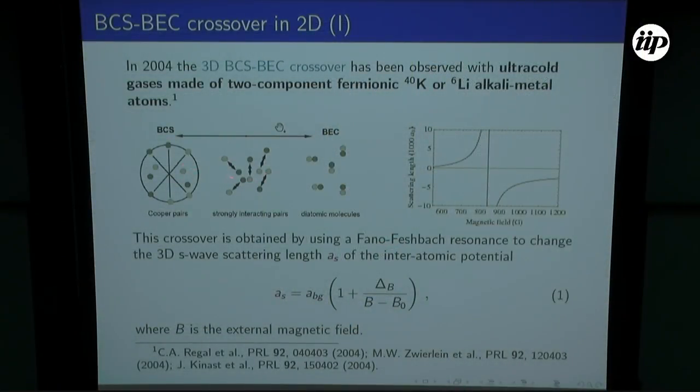This is the BCS regime where you have a small attraction between atoms. Then you increase the attraction. You get the unitarity regime where the scattering length diverges, and then it changes sign, becoming positive, and then you have the formation of bound states, many bound states, when you have the resonance. You get molecules, and in the deep BEC regime, these molecules are repulsive, but the repulsion is small in intensity. So you are going into the regime of weakly repulsive bosons.